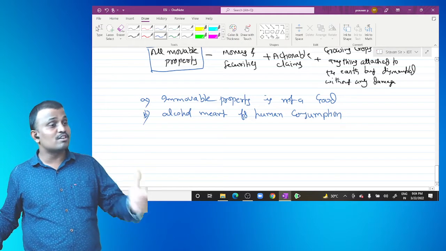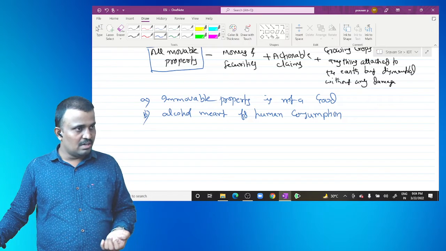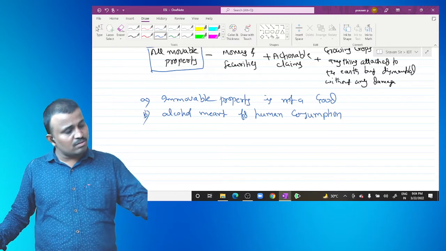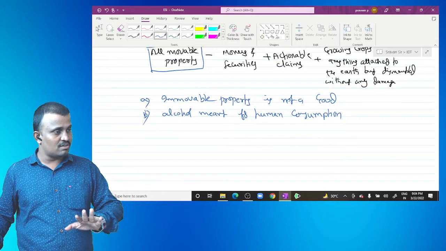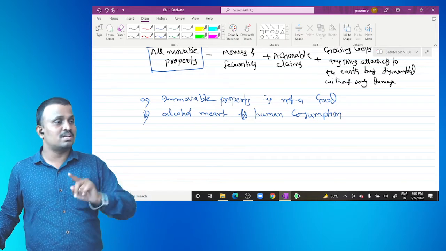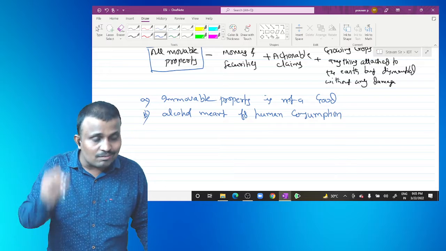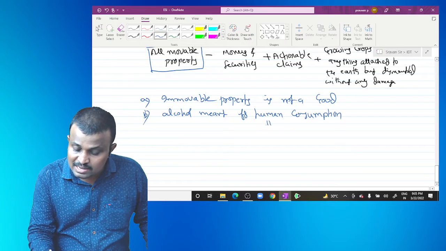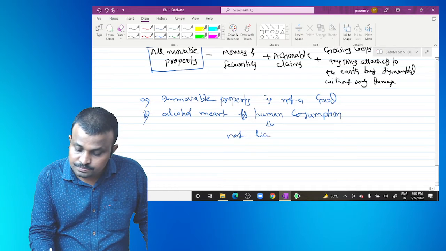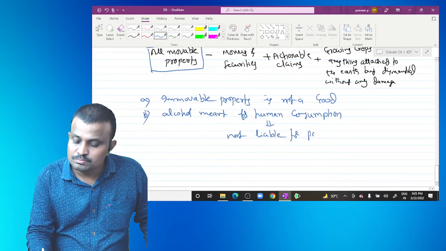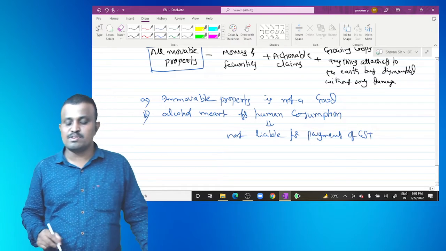The best example is cough syrup. One of the ingredients is alcohol. In the case of cold syrup and anesthesia, one of the ingredients is drugs or alcohol. So those are covered under the definition of goods. Alcohol meant for human consumption is not covered under the purview of GST and is not liable for payment of GST.